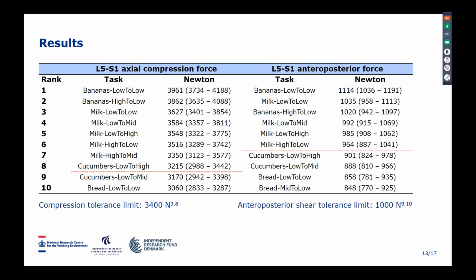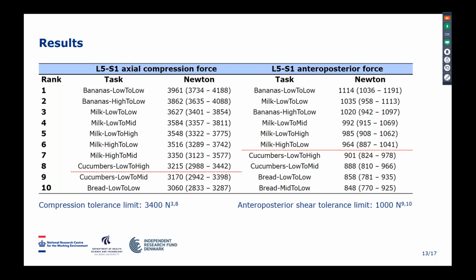This is based on in vitro studies of spinal compression, expert consensus, and also studies where you have some estimation of the load of a lift, and you can relate that to the prevalence of low back pain in a certain population. For the anterior-posterior shear force, there's a good review by Gallagher and Marras going through all the in vitro studies of shear tolerance for spinal units, where they propose a shear tolerance limit of 1,000 Newton.